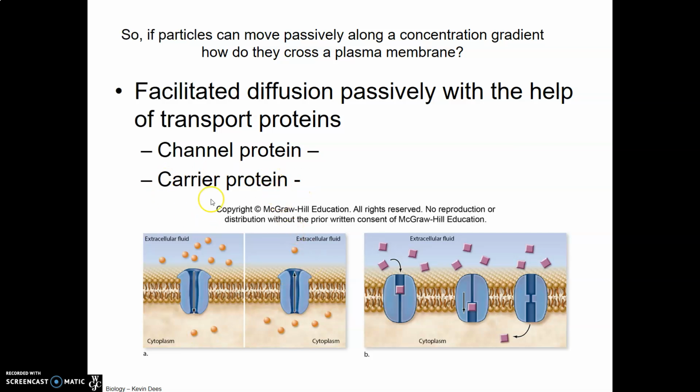While a carrier protein works sort of like a revolving door. The carrier protein allows for a particle to bind to it, and when the binding happens, the carrier protein changes its shape, and the particle is allowed to move down its concentration gradient to the other side. So both channel proteins and carrier proteins are examples of passive transport by the concept of diffusion.